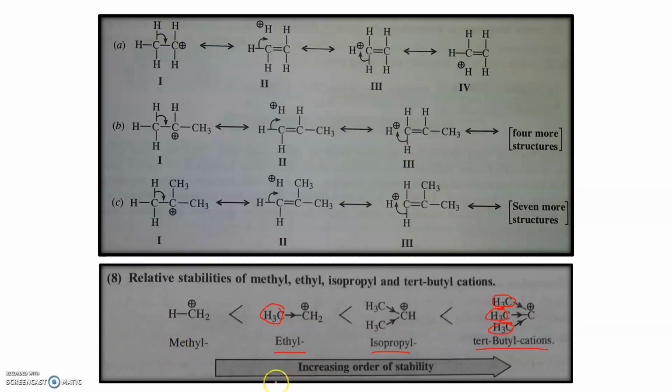So the increasing order of stability will be like this: methyl will be less stable than ethyl, and ethyl will be less stable than isopropyl, and isopropyl will be less stable than tertiary butyl cations.